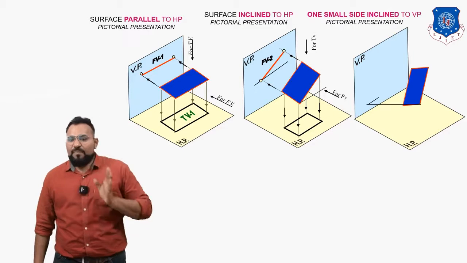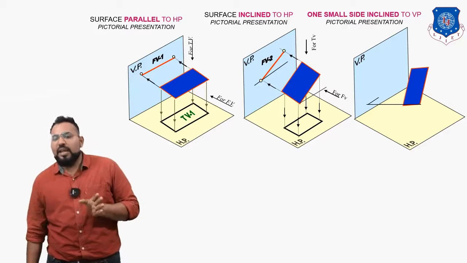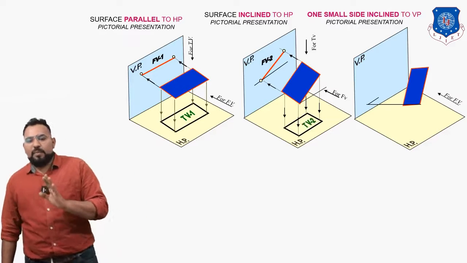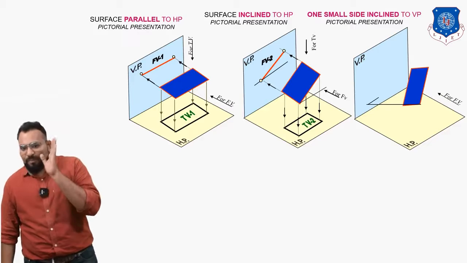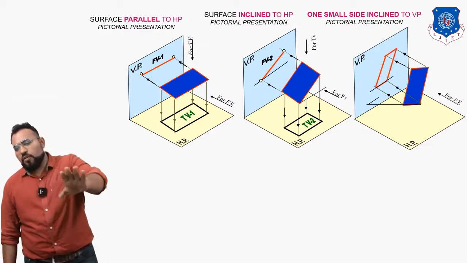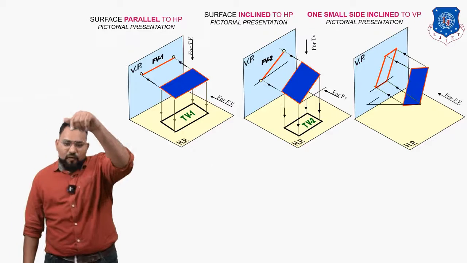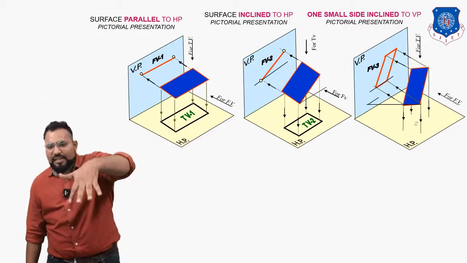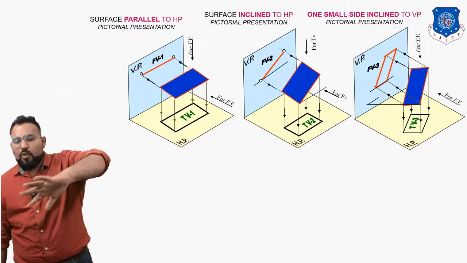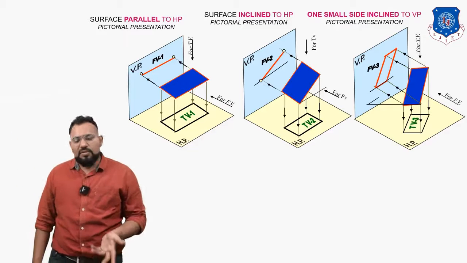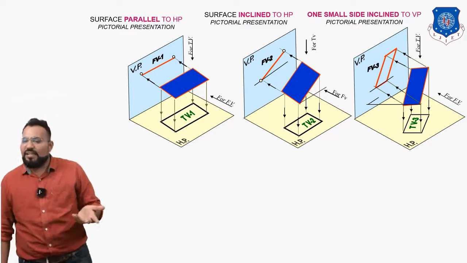Now come on to the third pictorial presentation. Same as before, take a projection in VP and HP. First, take a projection in VP. In VP, the projection is going to look like this. Now for HP, see the top view, take the projection in HP, and you will get this kind of figure. Here both the shapes you are getting in VP and HP are apparent shapes, because the surface is inclined to HP as well as VP.